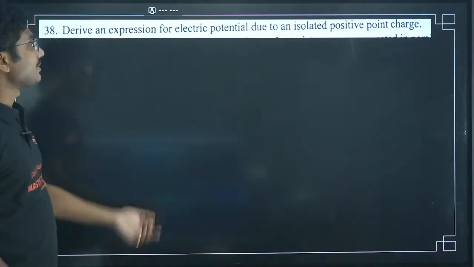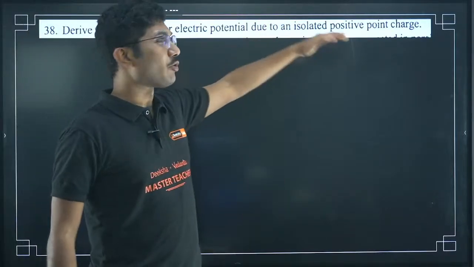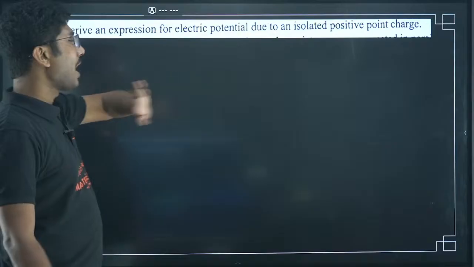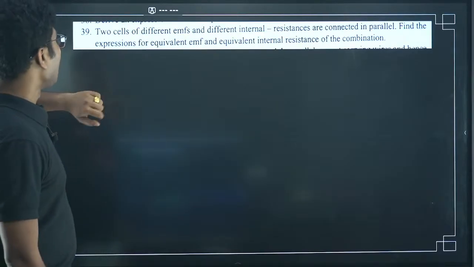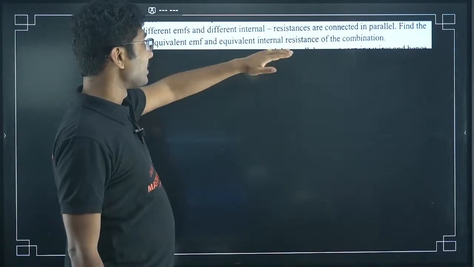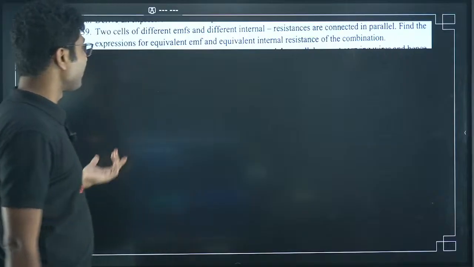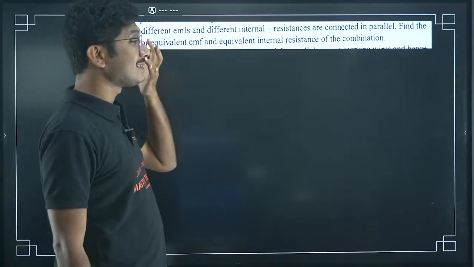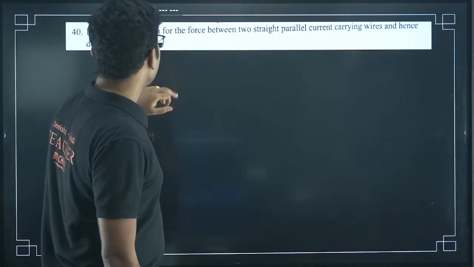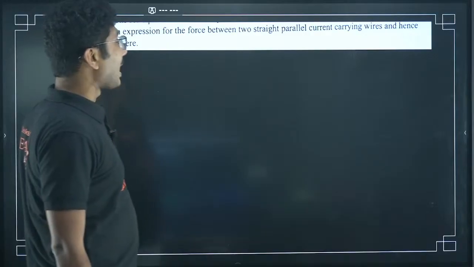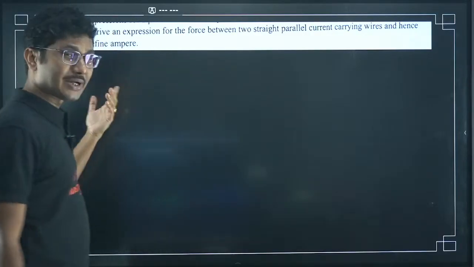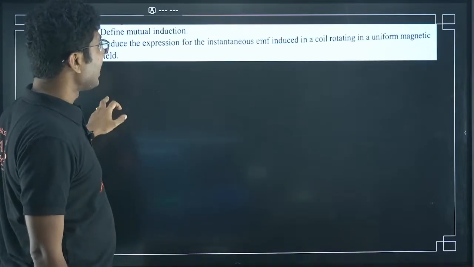Next is, derive an expression for electric potential due to an isolated positive point charge. The most common and most asked question. Two cells of different EMFs and internal resistances are connected in parallel. Find the expression for equivalent EMF and internal resistance. So this is cells in parallel. Derive the expression for force between two parallel current carrying wires. Hence define ampere. This is also the most common question, right?